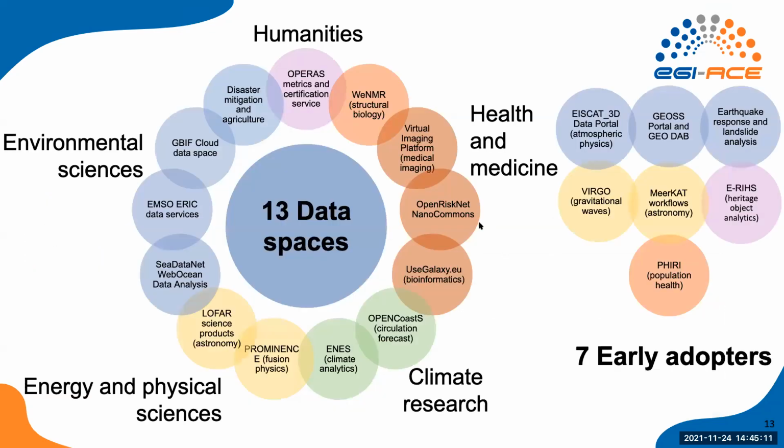So then, after introducing this example of services that can be used to build the data space in the AGI, that are currently used by some of the data spaces, I will introduce also a little bit 2 examples of those. So in total, we have 13 data spaces in AGI, which are divided in 5 different domains: the humanities, health and medicine, climate research, energy and physical science, and environmental sciences. And together with these data spaces, we also have 7 early adopters.